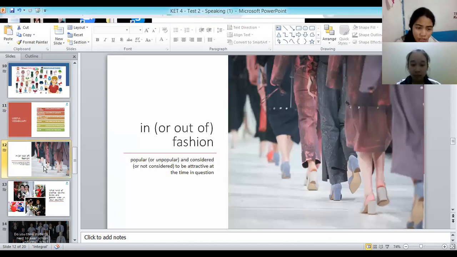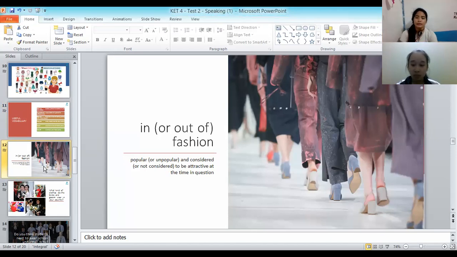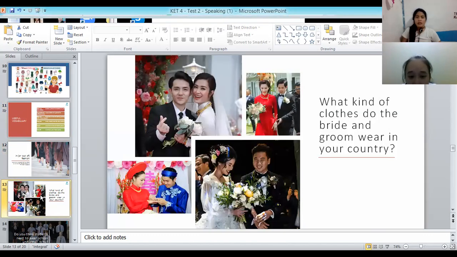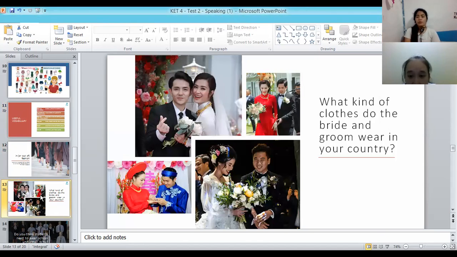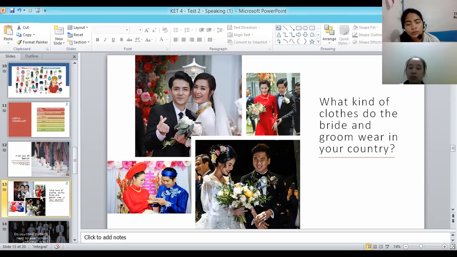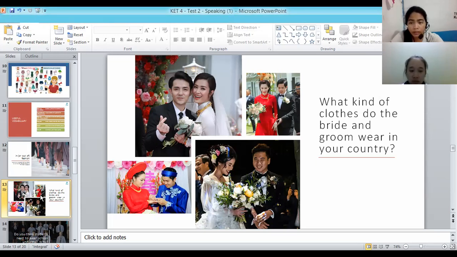Okay, and out of fashion. So look at that, that is a fashion, right? Can you see it? Okay. So what kind of clothes do the bride and groom wear in your country? Okay, what kind of clothes do the bride and the groom wear in your country?